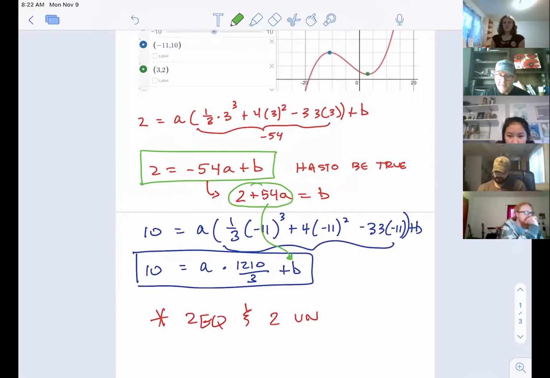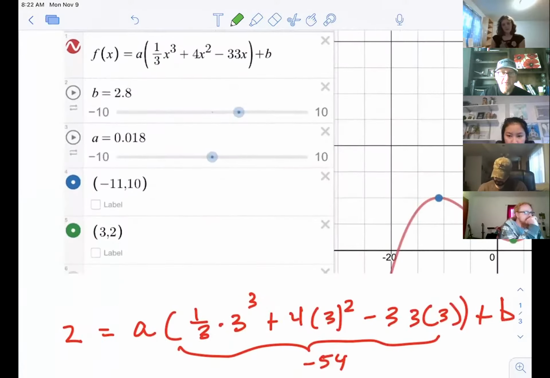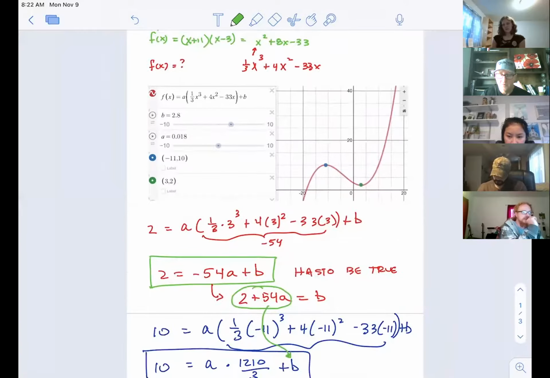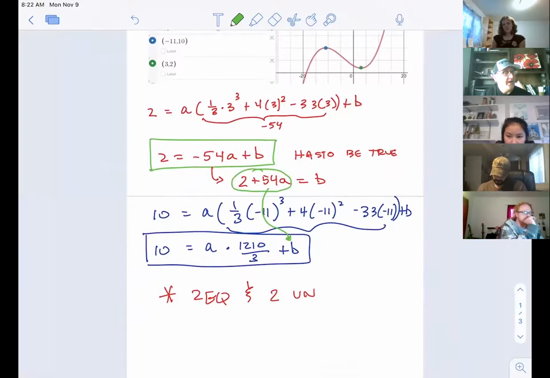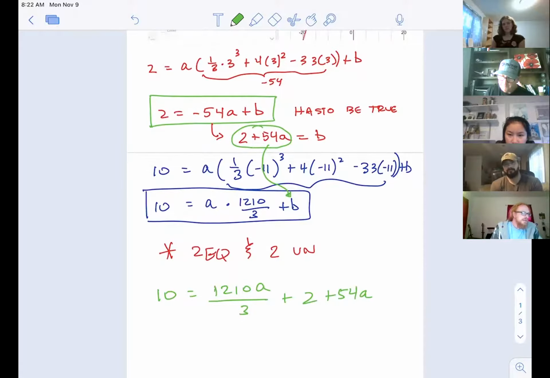Now, because of the guessing I already did, I already know a is around 0.018. It's not exactly 0.018, but I know it's around that. And so in a sense, that's a way I can check my work, because my guess got me reasonably close. Actually, now that I plug this in, I think I'm going to finish it that way. So I have 1210a all over the top of 3 plus b, which is now 2 plus 54a.